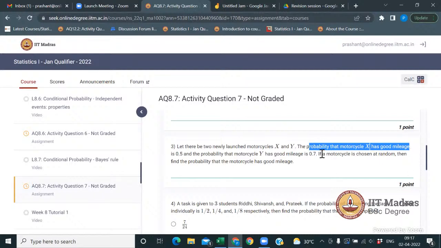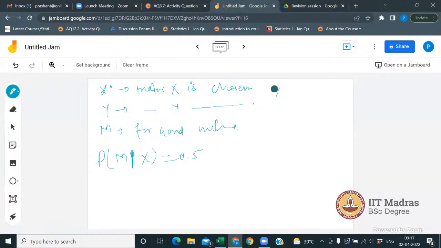Suppose I'm saying you have two motors, X and Y. Motor X has probability of good mileage 0.5. I'm telling you that motor X is given, and the probability of good mileage of that motor is 0.5. So the probability of good mileage of motor X is 0.5.